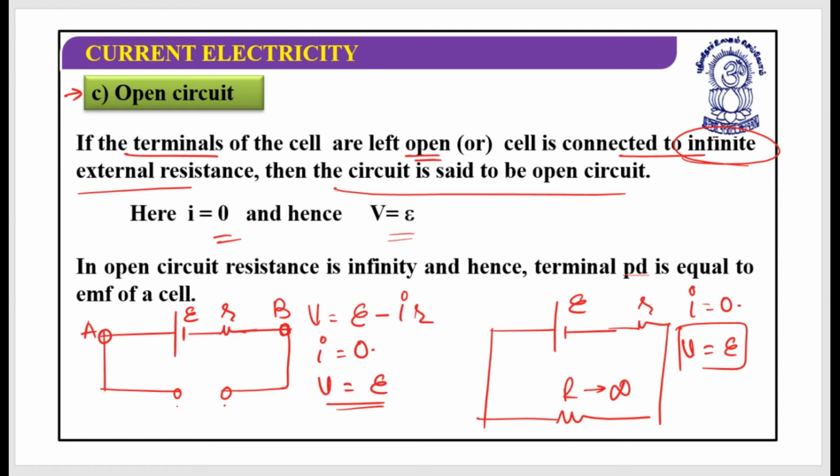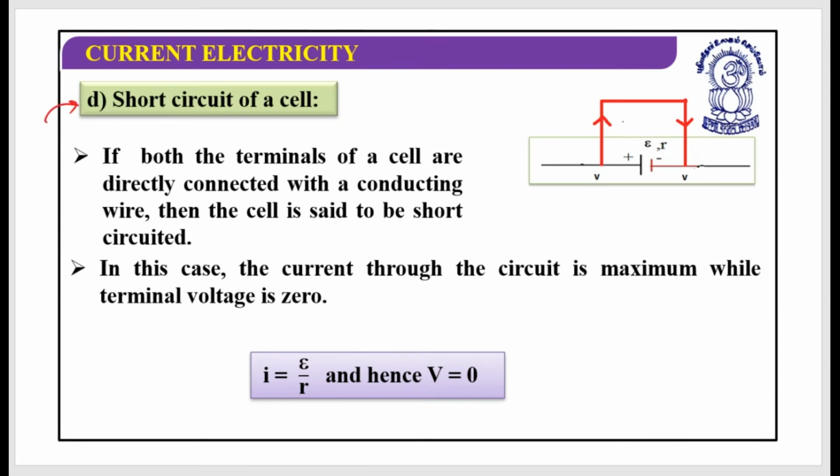Is it clear? Now let's discuss the short circuit of a cell. This is very interesting, and the examiner uses the concept of short circuit very interestingly in series and parallel combinations of resistors as well. We are even going to see some numericals of short circuit. But what is it? If both the terminals of a cell are directly connected with a conducting wire, then the cell is said to be short circuited. In this case, the current through the circuit is maximum while terminal voltage is 0.